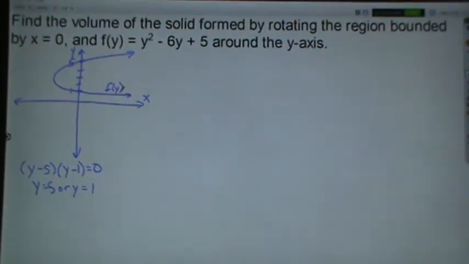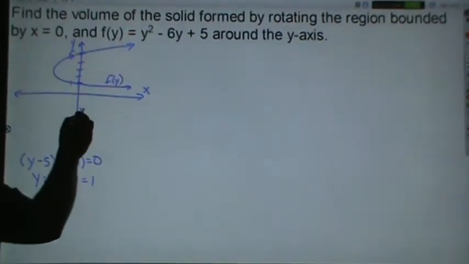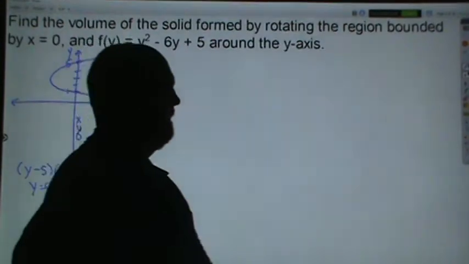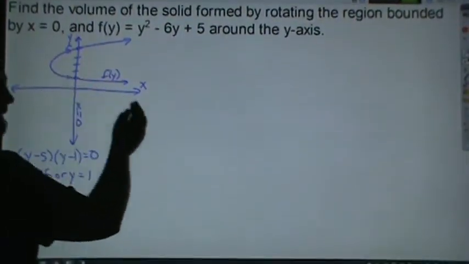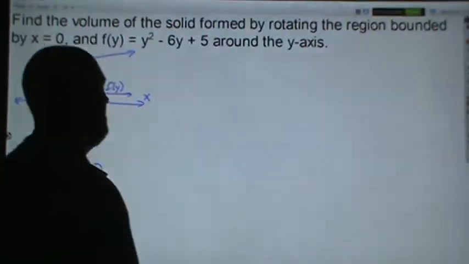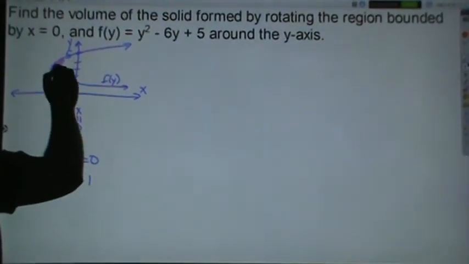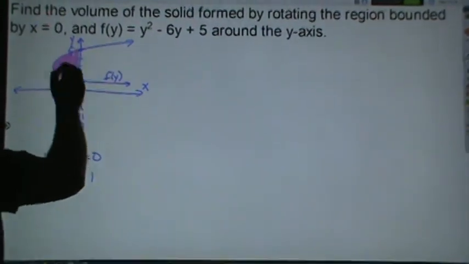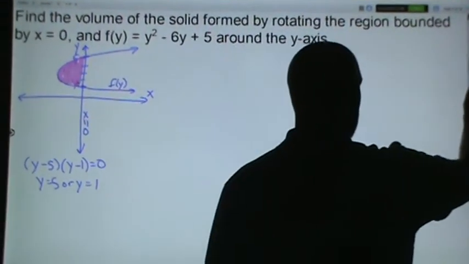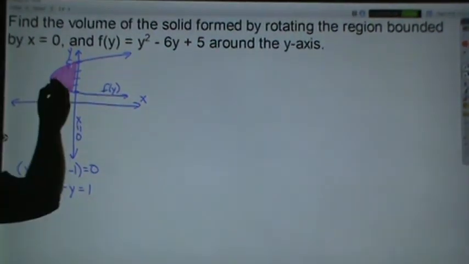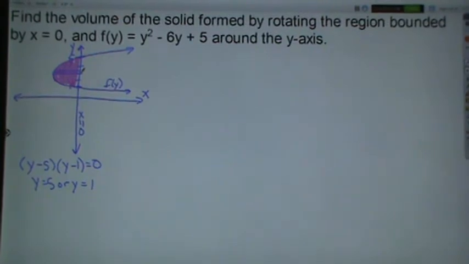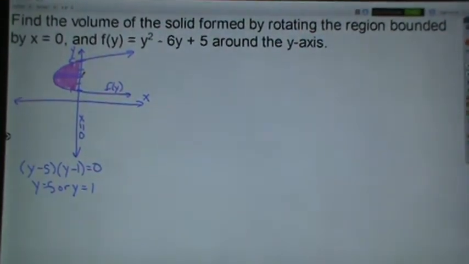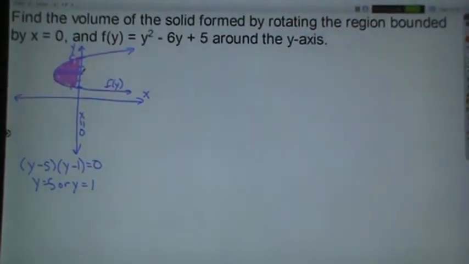We also have this boundary of x equals 0. Well, x equals 0 is the y-axis. So I'm going to be finding the volume as though this region right here were rotated about the y-axis. I'm going to take that perpendicular slice in there. Drawing that perpendicular slice lets me know that I'm using the disk method to find this volume.